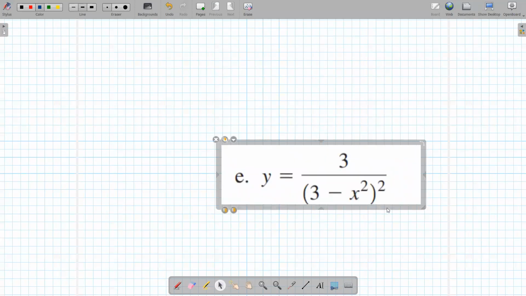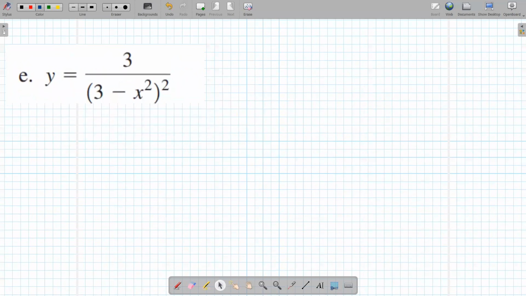Let's try this. So again, there's two ways to do this. Either you can move the denominator up, use the product rule, or you keep it like it is and use the quotient rule. Which one would you like to do? Let's move this up. So you get 3 times 3 minus x squared times negative 2.